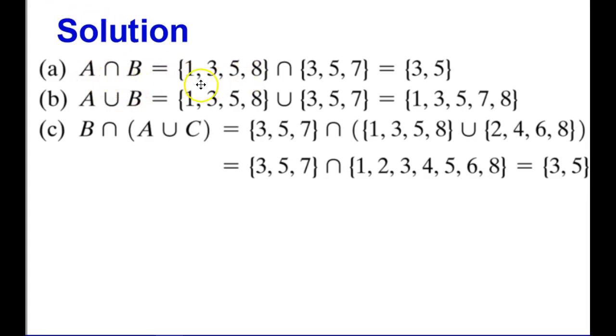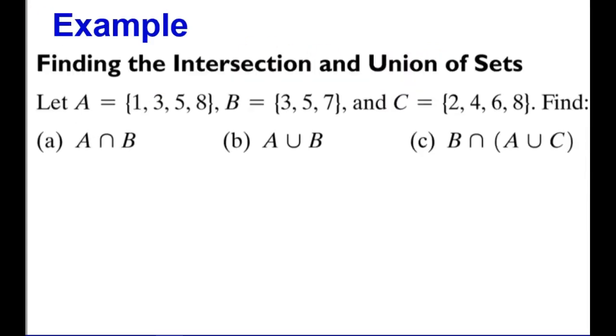So I look at my sets. Here's set A and set B, and I try to find the pieces that are the same in both, and I see that 3 and 5 are the same in both. So now let's look at part B. This is a union, and the way I remember the difference between union and intersection is that union is a U, so it's actually a U. So the union of A and B. So I want to include everything that's in both of them.